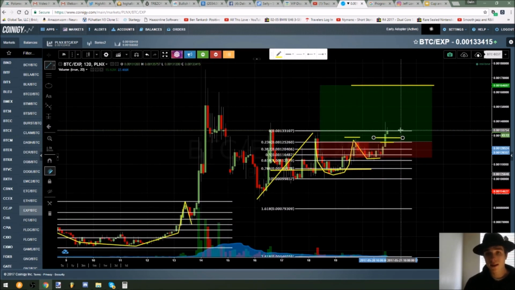So yeah, that's how I trade the cup and handle formation. It's a very accurate formation, and it's super good for trading. So I wanted to show you that, and also it's occurring a lot right now, so I wanted to point it out because of that too.